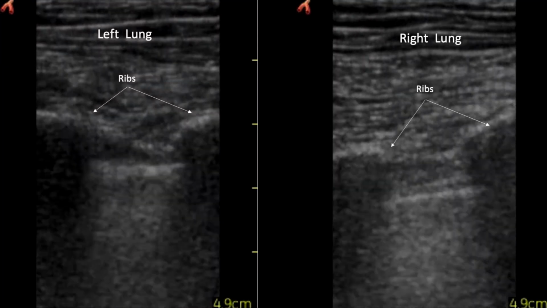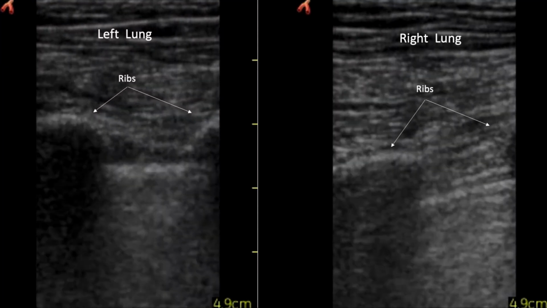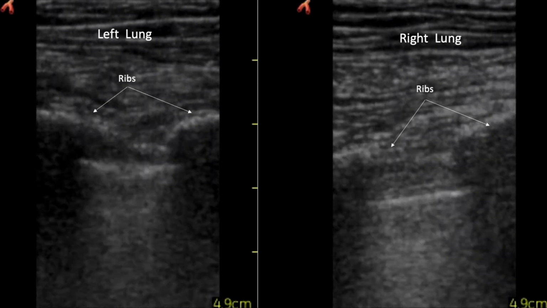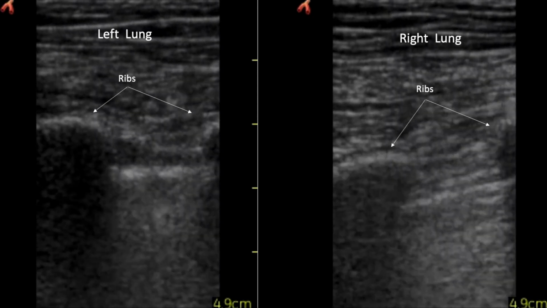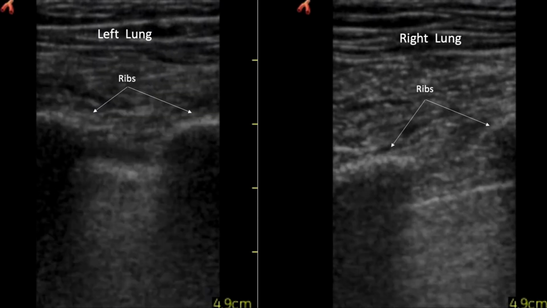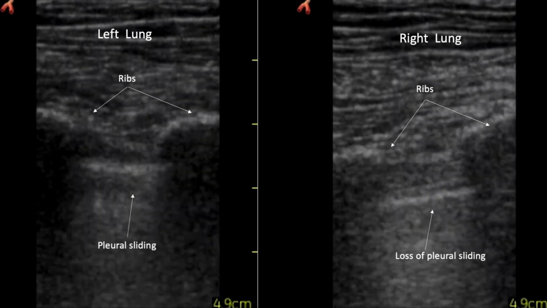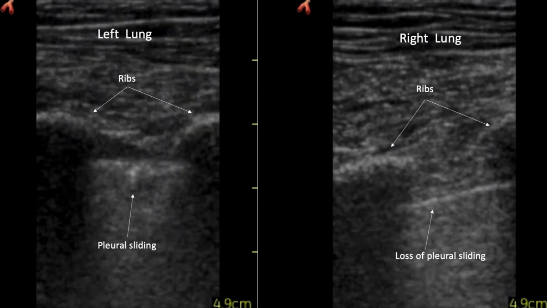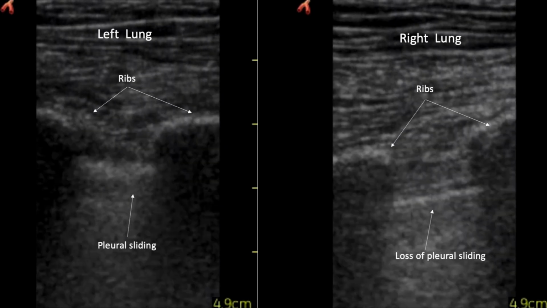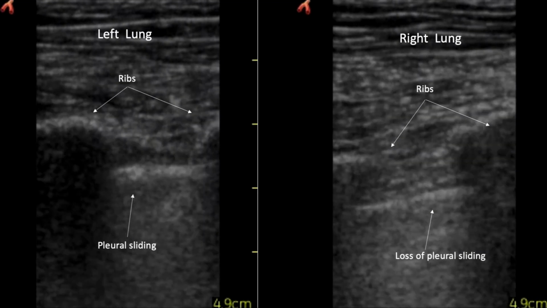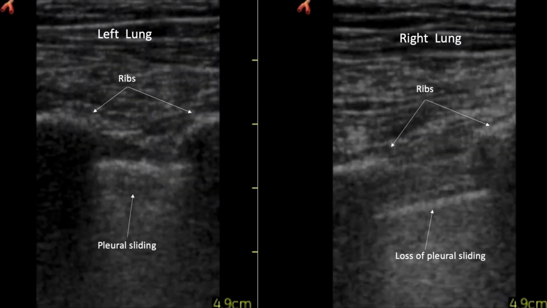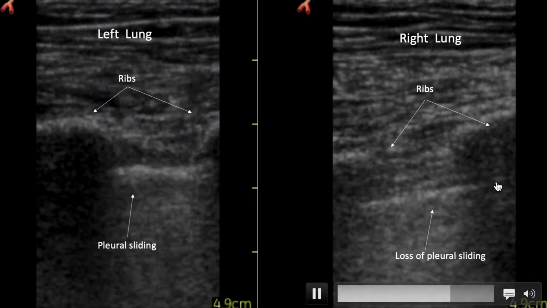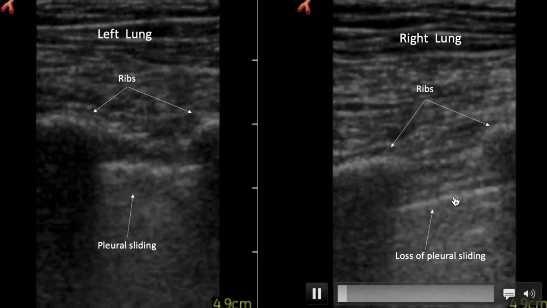Here with our linear probe, you'll recall we're looking at the pleural line and trying to decide: is there lung sliding or not? When you look at the left and right, is there any difference in the pleural line? The left lung demonstrates some shimmering or lung sliding, and the right lung shows a loss of lung sliding. But it's not clear. The other thing is this pleural line tends to be fuzzy, while this one's a little more crisp. This is also consistent with a loss of lung sliding.